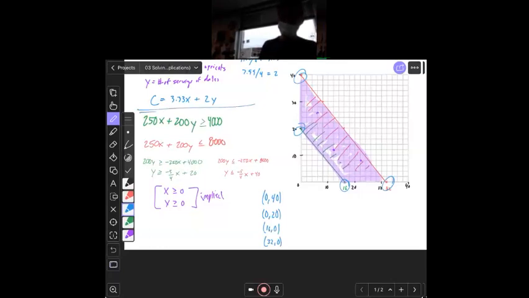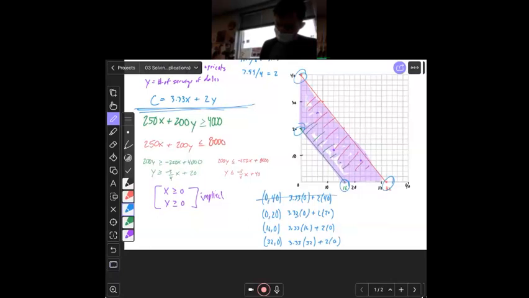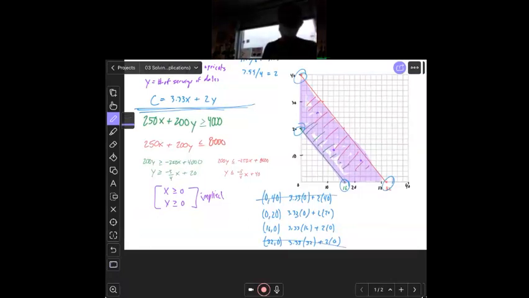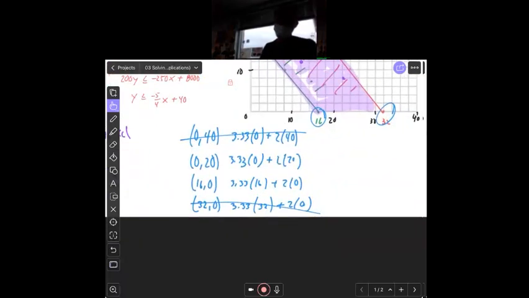You're going to plug them back into your cost function up here. So 333 times 0 plus 2 times 40, 333 times 0 plus 2 times 20. That one better be less than the one above it. Let's see, this is 333 times 16 plus 2 times 0. 333 times 32. That seems kind of silly to do this one. There's no way it could be cheaper than the other one. 2 times 0. There's no way this top and bottom one could be right as far as being cheaper. So 2 times 20 is 40.